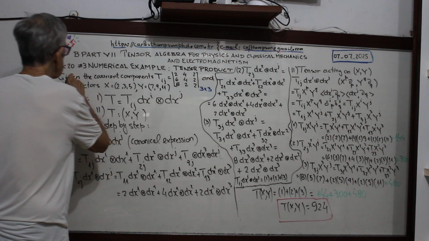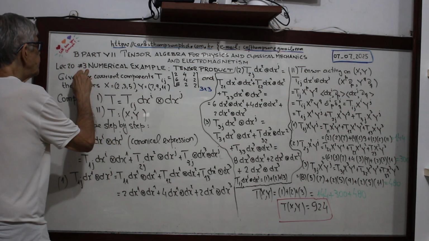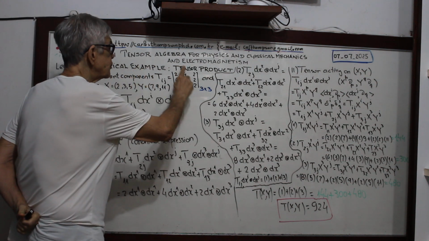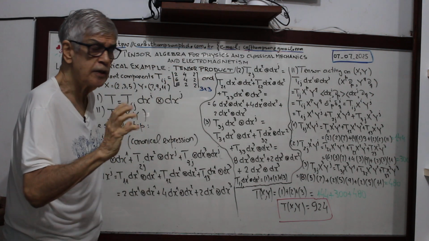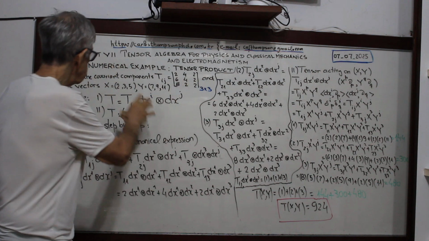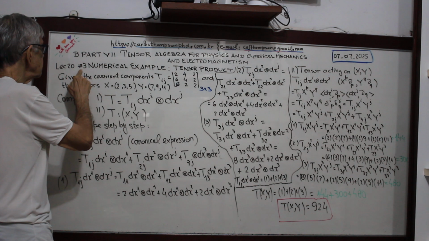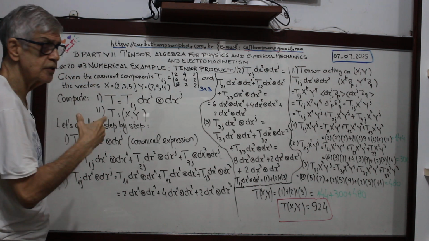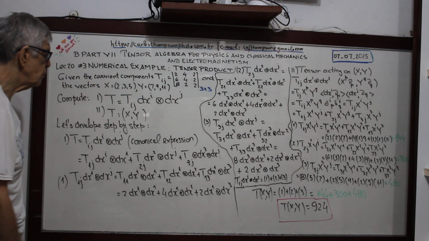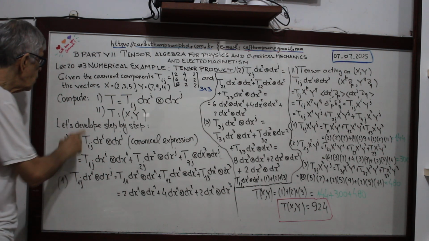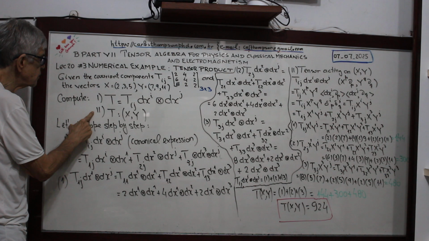Lecture 20, number 3. Here is a numerical example, now on the tensor product. I repeat the same input data from lecture 20, number 2, which was the wedge product.